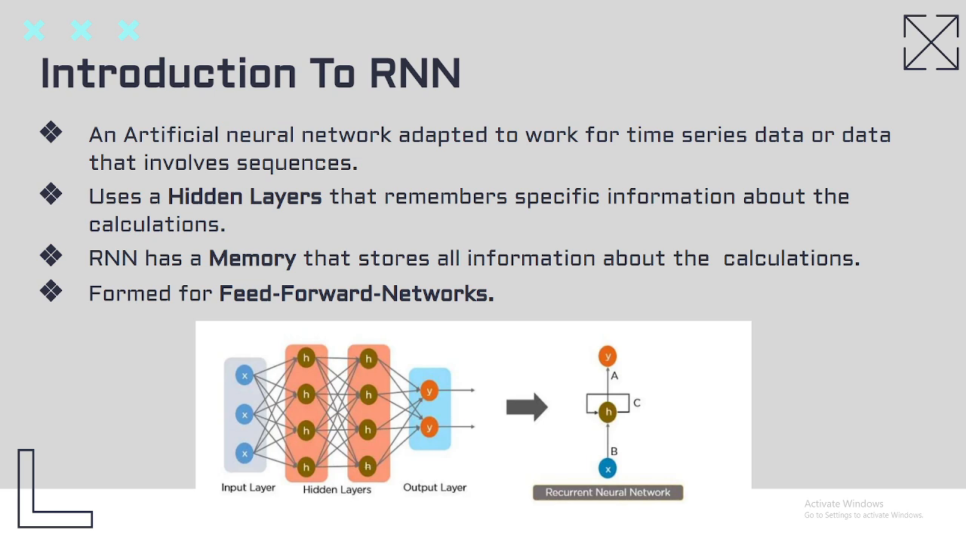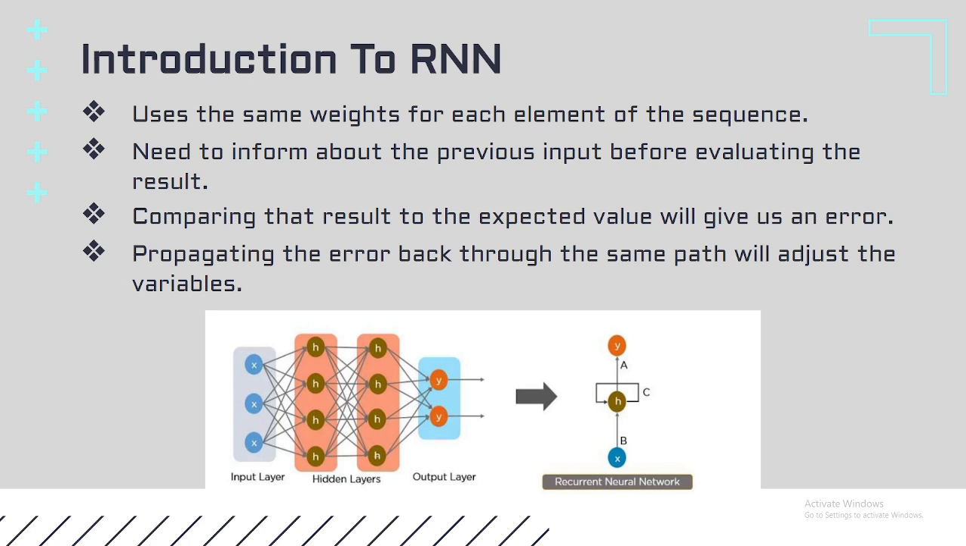Architecturally, RNN are built from feed-forward networks, but with a twist. They loop back on themselves. This looping structure allows them to pass information forward through the sequence while reusing the same weights at each time step. But there's more. When an RNN processes a sequence, it does not just look at the current input. It also considers the previous inputs before making the prediction. It gives it a sense of context or temporal understanding.